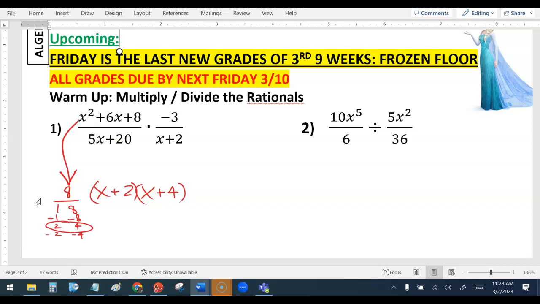Is that outside? Somewhere over there. Yeah, like outside? People are crazy.